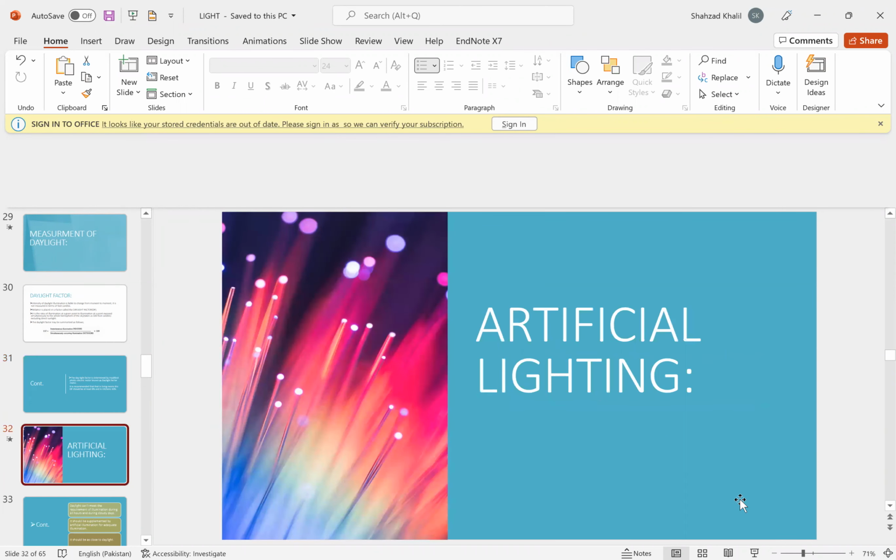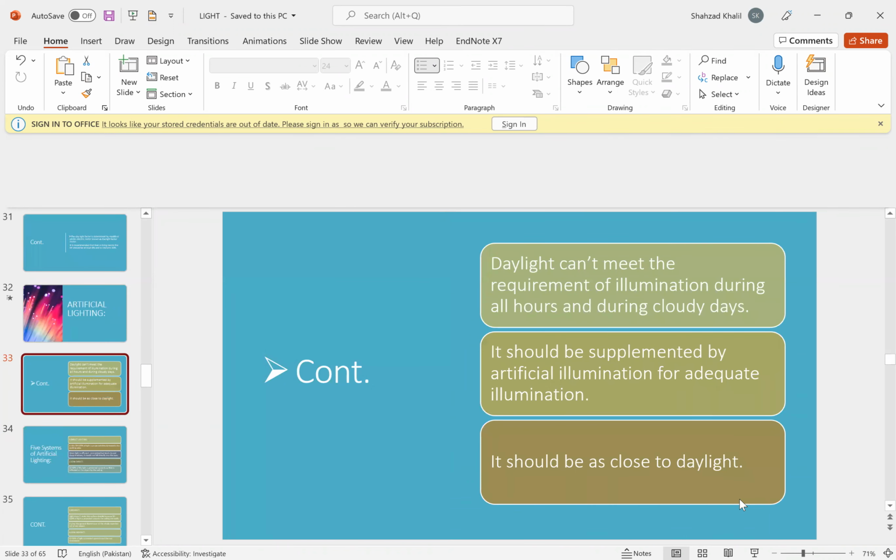Artificial lighting. Daylight cannot meet the requirement of illumination during all hours and during cloudy days. It should be supplemented by artificial illumination for adequate illumination. It should be as close as possible to daylight.